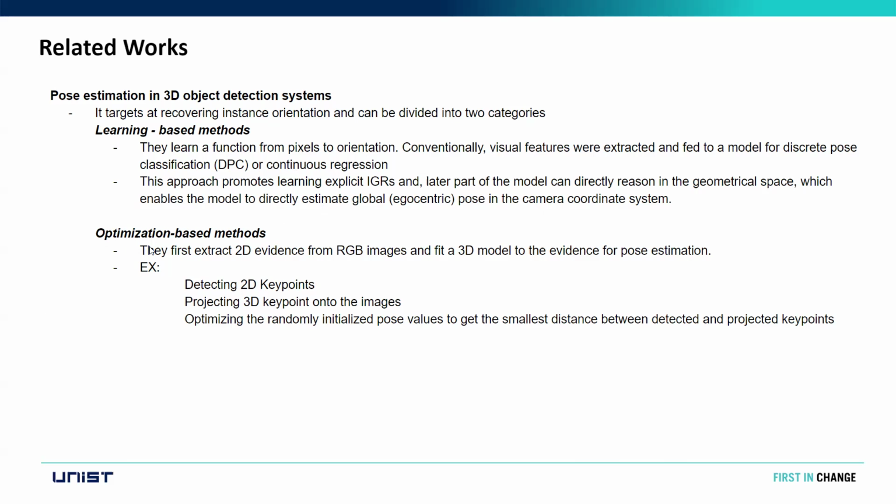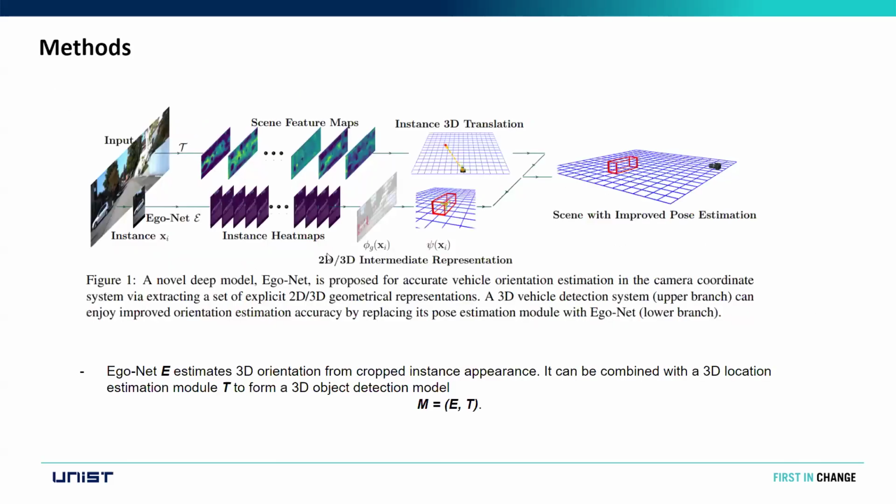The other type of pose estimation is the optimization-based method. They first extract 2D evidence from the RGB image and then fit 3D models to the evidence for pose estimation. For example, the 2D evidence can be detected 2D key points, and then you can project the key points from the 3D model onto the image and do an optimization between the projected and detected key points to get accurate pose information. So this is the optimization-based method.